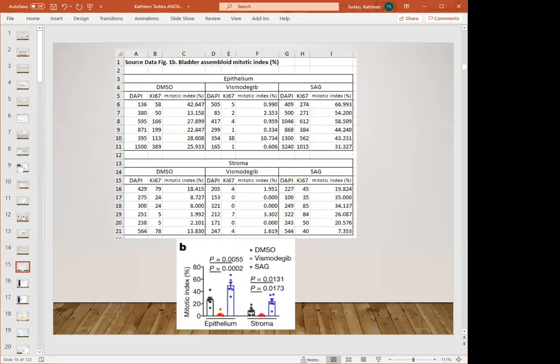Here's the data from the publisher, Nature. The author included some Excel where they have the source data here for figure 1B. And here's the epithelia group and the stroma group, and they have the DMSO, the V group, and the SAG. And here they divided Ki67 by DAPI and created the percentages, which they're calling their mitotic index. And this is the data then for this bar here, and so on.